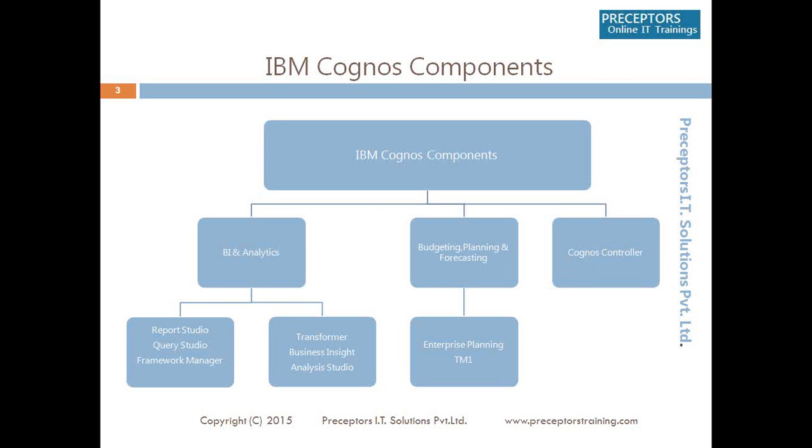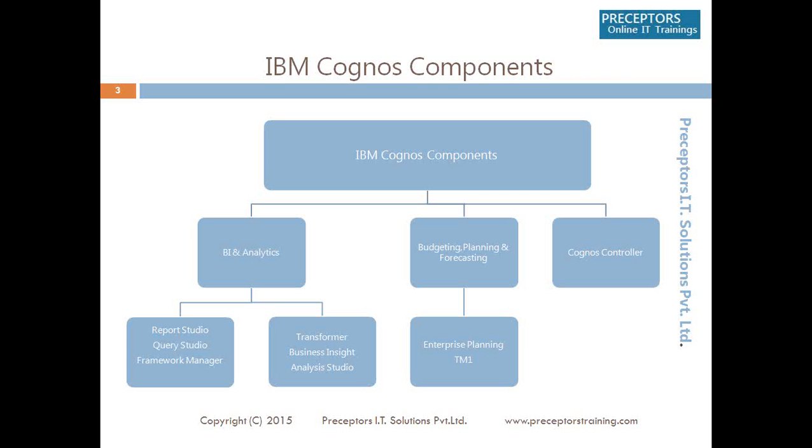You have a lot of other tools within the BI analytics, I would say tools, not products. There are Report Studio, Query Studio, and Framework Manager. There are also some other components which deal with cubing technologies. Those are Transformer, Business Insight, and Analysis Studio. Business Insight is now Cognos Workspace Advanced.